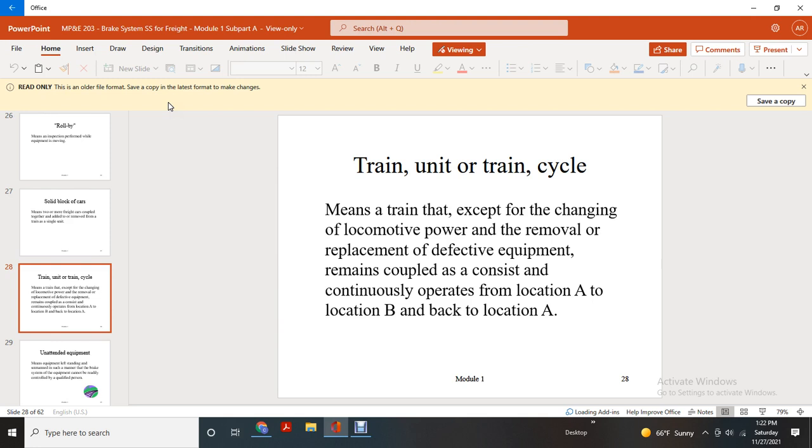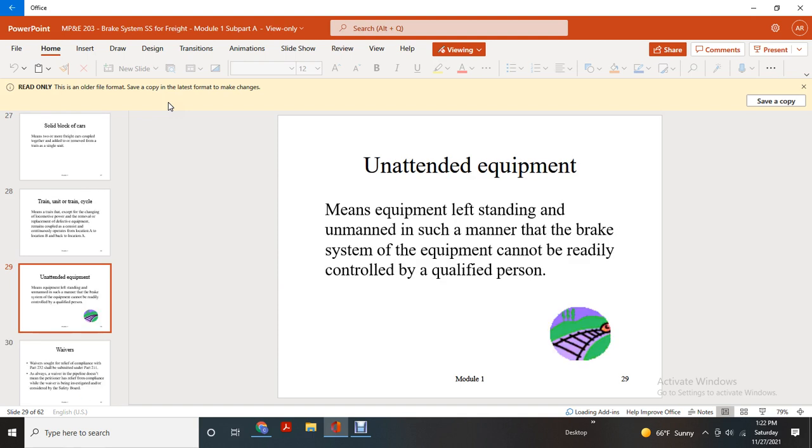Movement means movement of the train, except for the change of locomotive power or the removal or replacement of defective equipment, meaning a train that consists of constantly, continuously operating from location A to location B and back to location A. Unattended equipment means equipment left standing unmanned, with the brake system equipment that cannot be readily controlled by a qualified person.